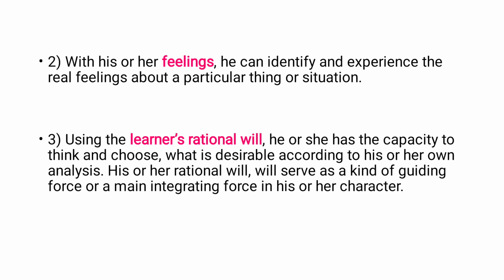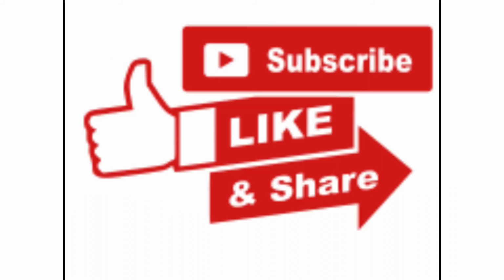Using the learner's rational will, he or she has the capacity to think and choose what is desirable according to his or her own analysis. For example, in problem solving, the learner can use his own knowledge, intelligence and reasonable thinking, and make choices for the problem to get solved. This is what is meant by the learner's rational will.